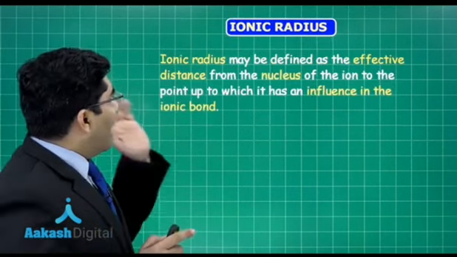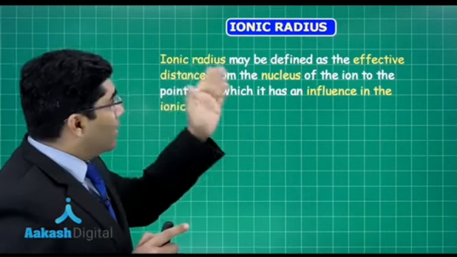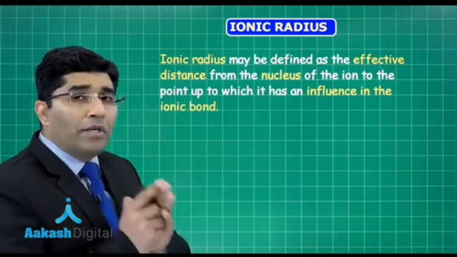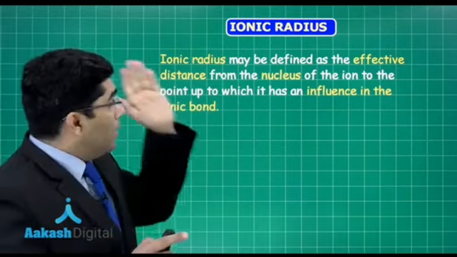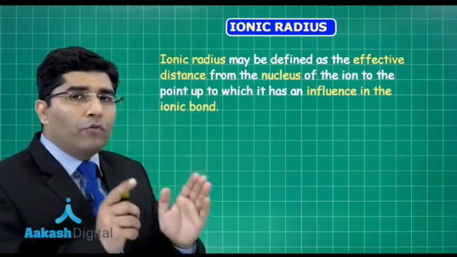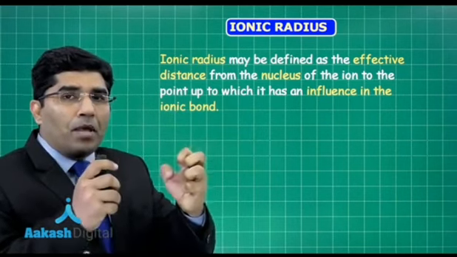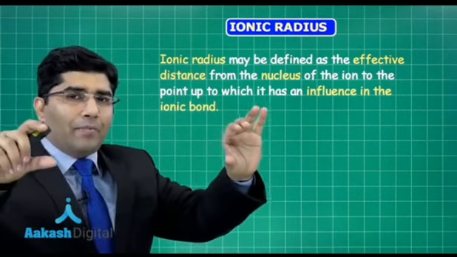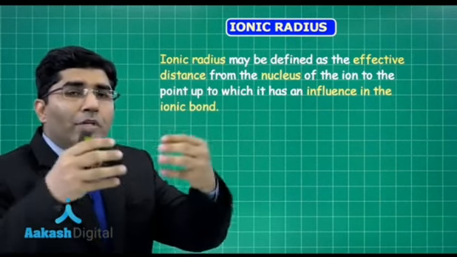So what is ionic radius? According to the definition, the ionic radius is defined as the effective distance from the nucleus of the ion to the point up to which it has an influence in the ionic bond. What is the meaning of influence here? The meaning of influence is the attraction. If cations and anions are separate, then we can't find out the radius. They should be in the influence of each other like this.